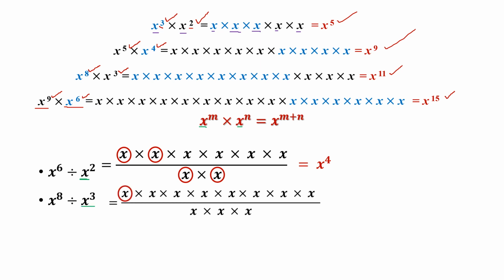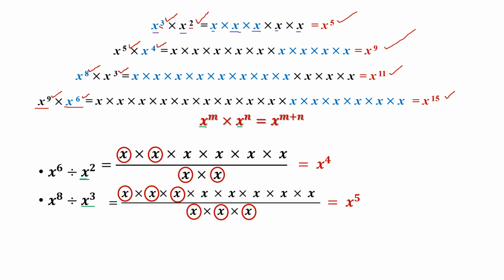So this x in the numerator will cancel with this x in the denominator. This x in the numerator cancels with this x in the denominator. This one in the numerator cancels with this one in the denominator, remaining with these 5 x's. So the power of x is now 5. So this simplifies to x to the power 5.